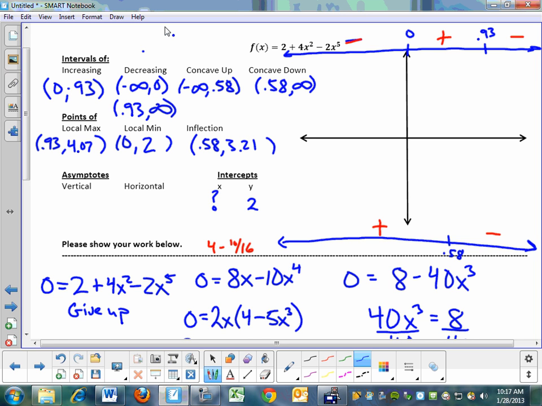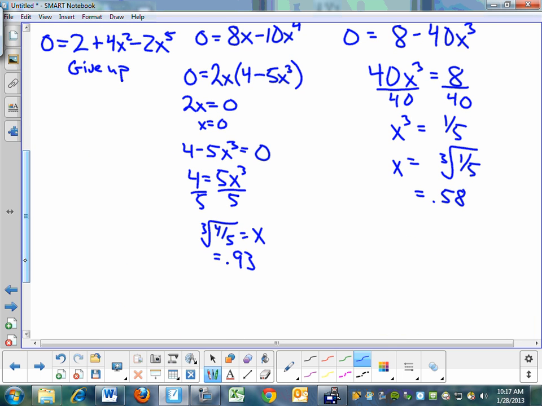Do I have any spots in this polynomial where it's undefined? Is there any number I can't plug in? No, so you don't have any vertical asymptotes. And it's not a rational function, so we actually don't have any horizontal asymptotes either. But we do have what we call end behavior, and that's what I'd like to end with. In order to find the end behavior, I find the limit as x approaches infinity of 2 plus 4x squared minus 2x to the 5th.